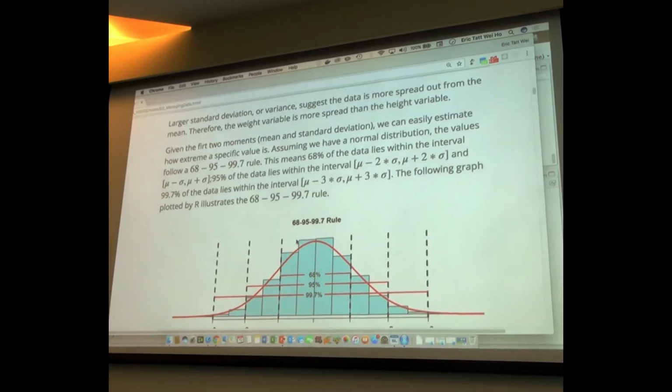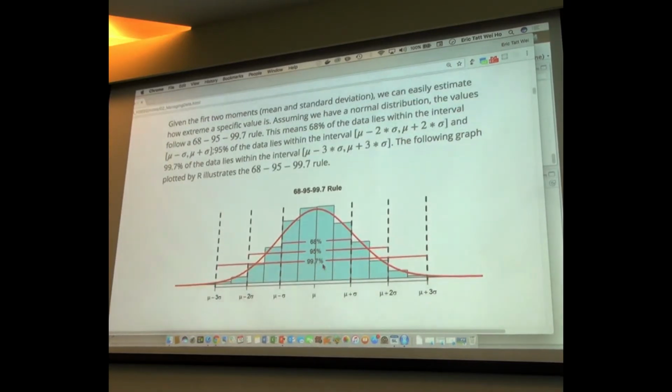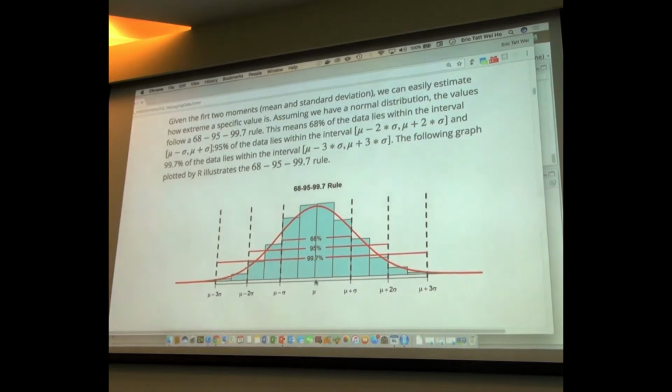Have people seen this rule before for the normal-like distribution? If you have a mean of mu, within one standard deviation away from the mean, about 2/3 of your observations are guaranteed, 68% to be exact, to be between mu minus one standard deviation and mu plus one standard deviation. If you extend that range to 2 standard deviations, you capture 95% of your observations. And if you go to 3 standard deviations away from the mean, you capture almost all, with the exception of 3 out of 1,000, right?